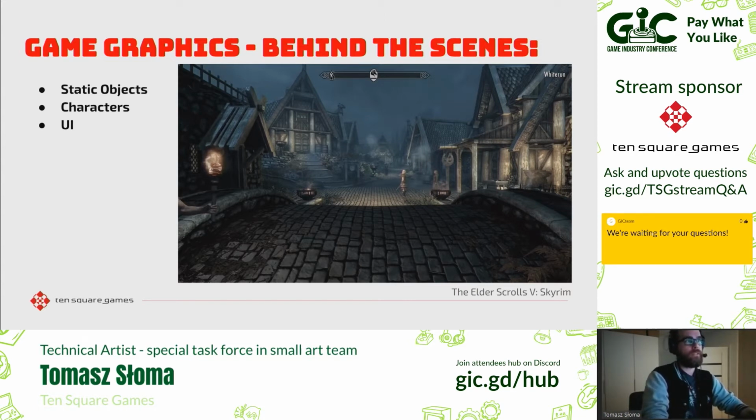Next thing would be UI, so user interface. In this screenshot, it is the compass in the upper section and the crosshair in the middle, and the name of the city that we are in, which is Whiterun. But also things like health bars, journal, the menu, all of this is done by 2D artists such as UI artists and UX, so user experience. And that's briefly it, but there's more.